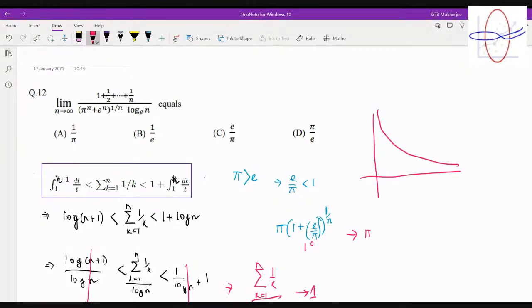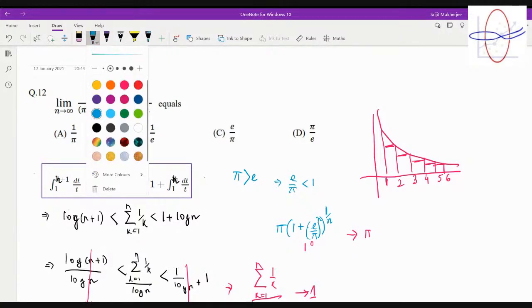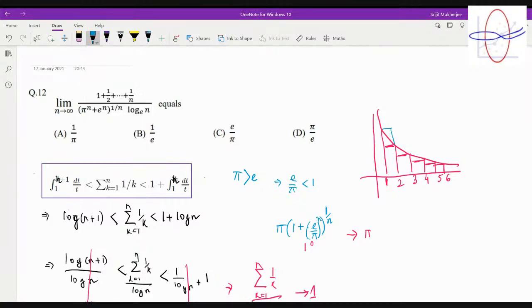If you draw 1 by x, let's say it starts from 1, then 2, then 3, and I'll extend it a little more: 4, 5, 6, and so on. We will calculate the area in two different ways: in this red way, and in this green way. Let's see what we are really getting over here.